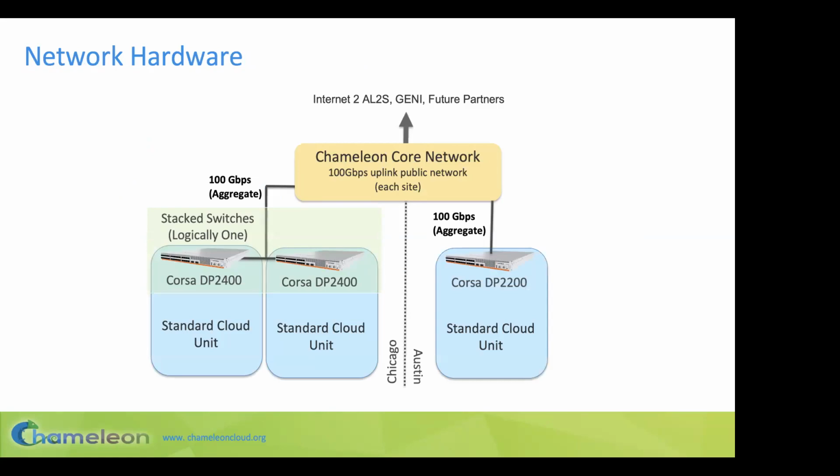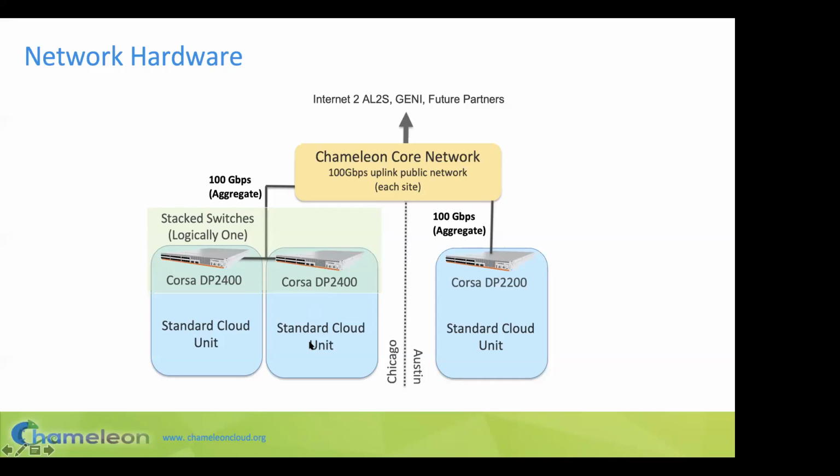So the way they're deployed, we have two sites, like I said, one in Austin, one in Chicago. There are 2 racks of computers in Chicago that have this capability, and one in Austin. In Austin, we have a DP2200 at the top of rack, and in Chicago, there's a DP2400, because they're actually linked together and they behave as if they're logically one switch.